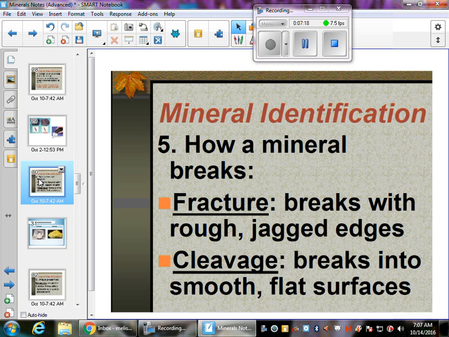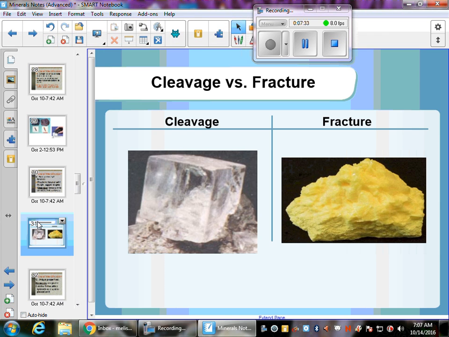The fifth property that we're going to be using is how a mineral breaks. If a mineral breaks with fracture, it has rough, jagged edges. They are not smooth. Cleavage breaks into smooth, flat surfaces. If you take a look at these pictures here, on the left we have a mineral that breaks with cleavage. You'll see it has the nice corner here, very flat surfaces when it's broken. The mineral on the right is sulfur, and as you can see, there are not those nice flat surfaces when it breaks. It's got those rough, jagged edges. It's not very smooth when it breaks.